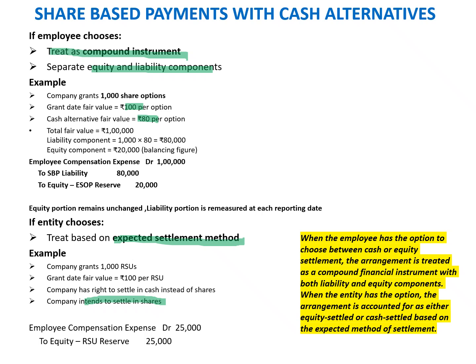So wherever the choice is given to the employee, it has to be treated as a compound financial instrument. But if it is with the employer, then the way the employer is going to settle it will largely determine the accounting for that particular equity or cash settlement. So we'll move to the next slide.